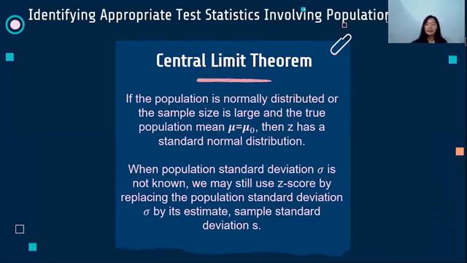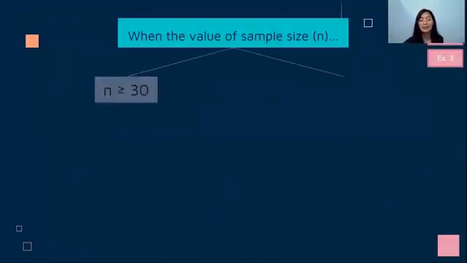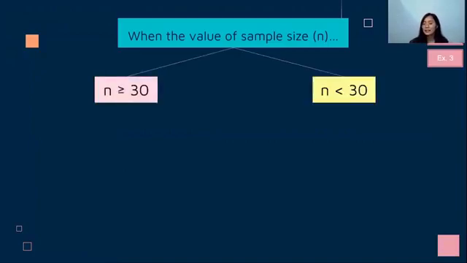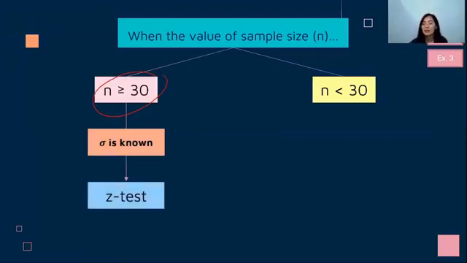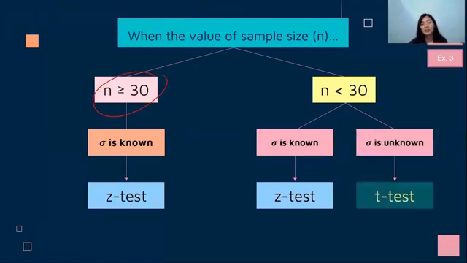All right, so for you to be guided, let's have this chart. When the value of sample size n is greater than or equal to 30 and then less than 30. So let's have this first. If it is greater than or equal to 30 and your population standard deviation is known, then we're going to use this z-test. And if our sample size is less than 30 and our population standard deviation is known, we still use this z-test. And for the sample size that is less than 30, but our population standard deviation is unknown, we're going to use the t-test instead.